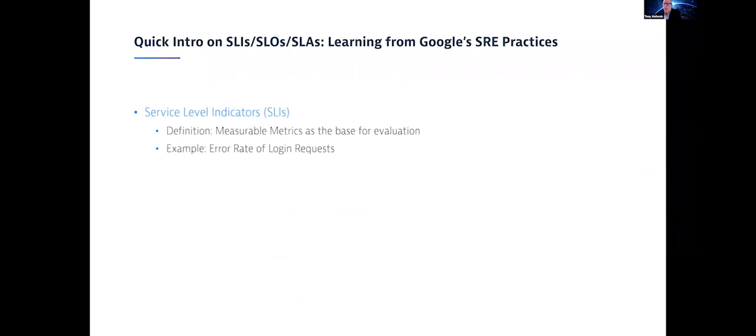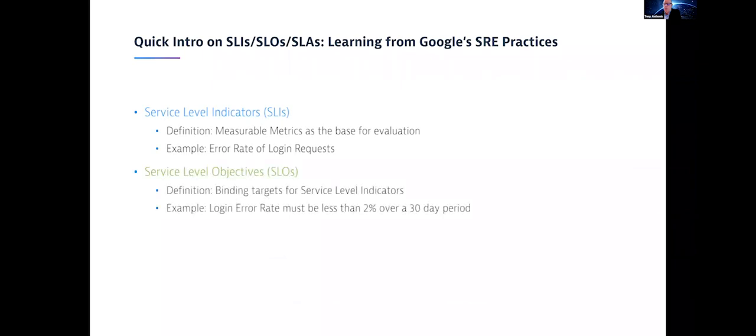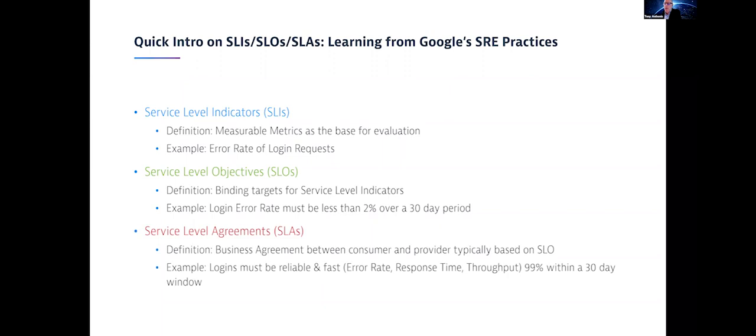So what are we using? What are we talking about? We are using concepts coming from Google, like a service level indicator, like a service level objective, an SLO, in the end, which will be used to make a contractual agreement between two parties.